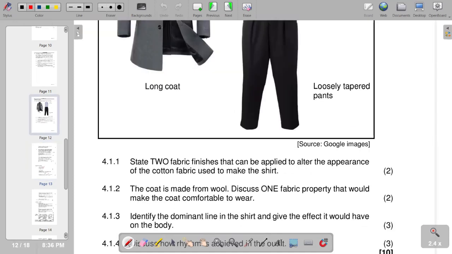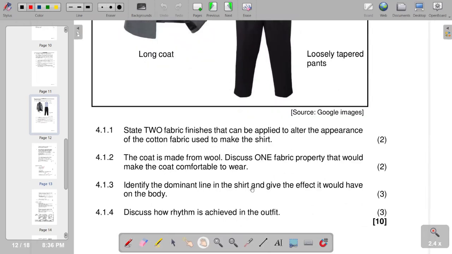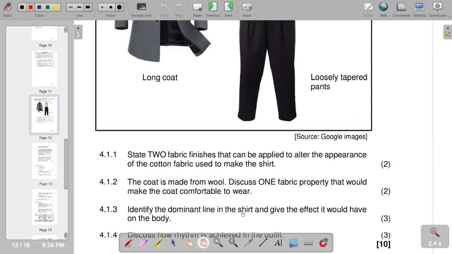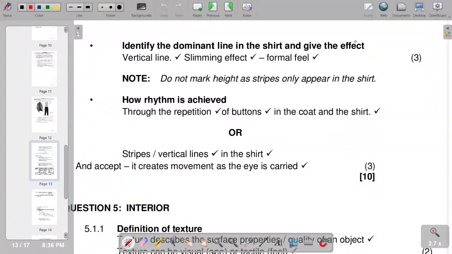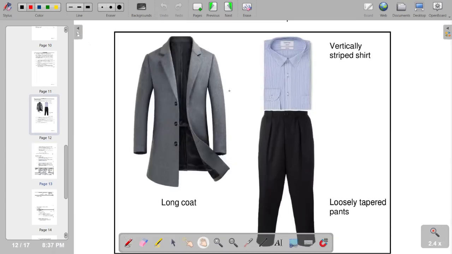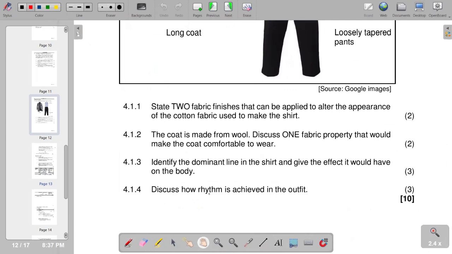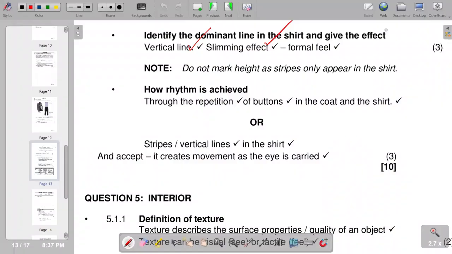So on 4.1.3, identify the dominant line in the shirt and give the effect it would have on the body. Dominant line on the shirt is the vertical line with the slimming effect. So that's what we have on that part. And then move on to the next part, which is 4.1.4. Discuss how rhythm is achieved in an outfit. With the repetition of buttons in the coat and the shirt. So we are given also an alternative response that you can give in terms of that.